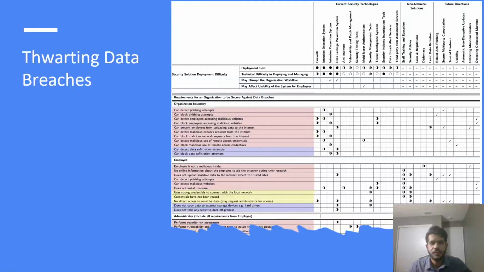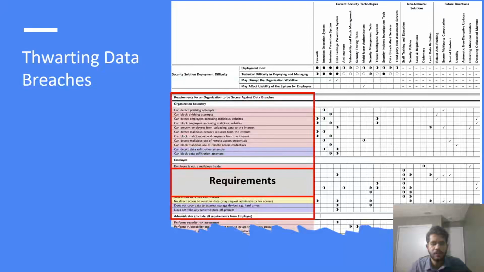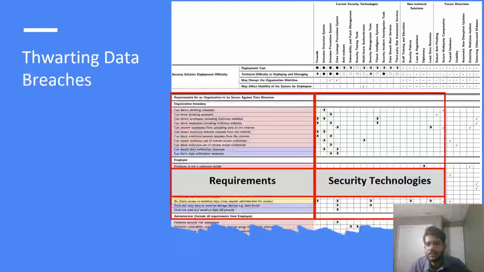This listing is taken from the paper and it shows the various security requirements we identified to keep the organization secure from data breaches. It includes detecting and blocking phishing attempts, and preventing employees from uploading sensitive data to the internet, and many other requirements. This part shows how the existing security technologies can help the companies implement these requirements. We found that only 2 of these requirements can be implemented fully, whereas 55 of the requirements can only be partially addressed by the existing security tools. So we propose a number of promising future directions that can help fill this gap left by the existing security technologies. Please take a look at the paper to get more information about this listing.